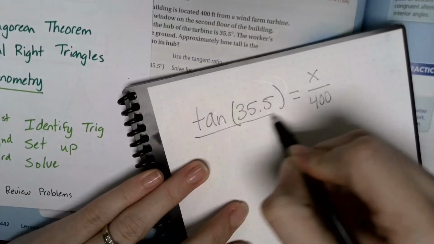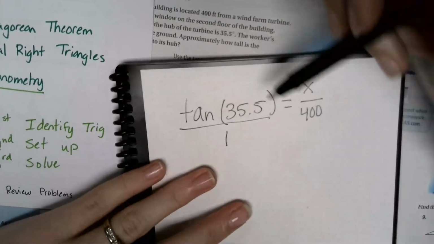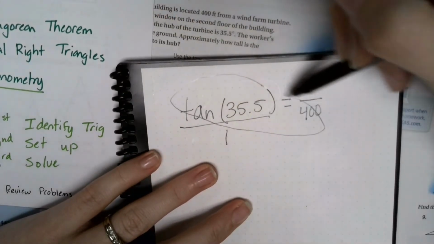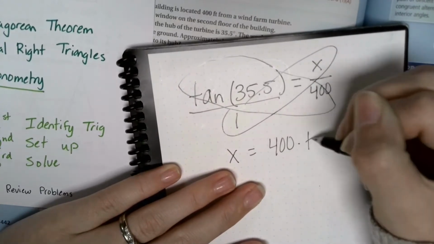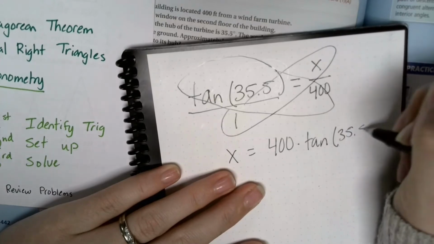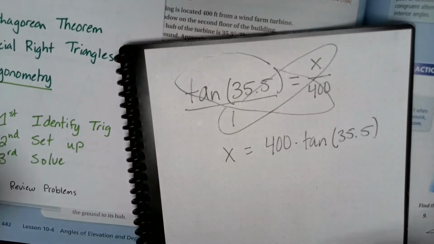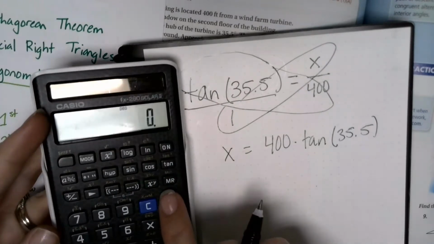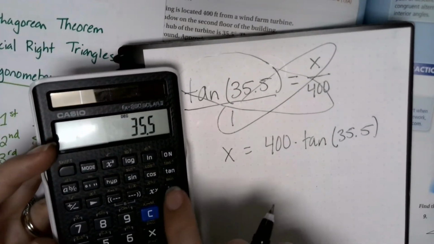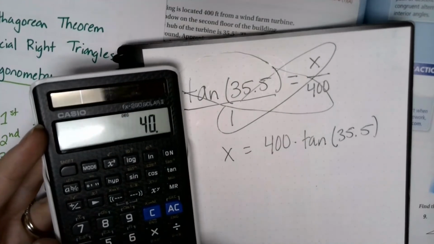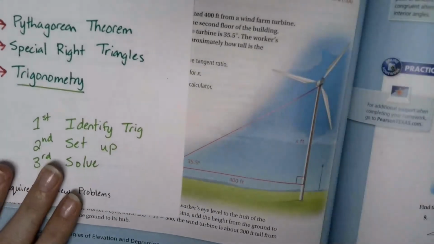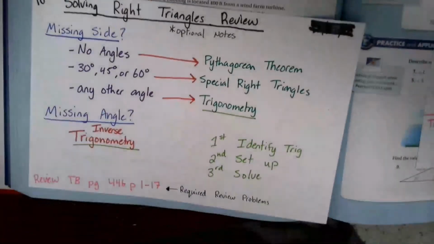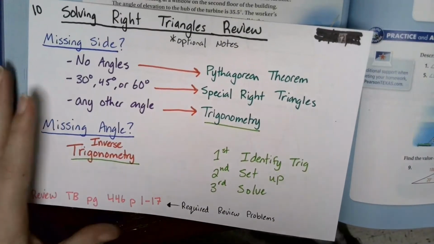And then solve using the skills I've learned in 10-3. Put it over 1, cross multiply. I end up with x equals 400 times the tangent of 35.5. Just as a reminder of how to put this into the calculator, I say 35.5 tangent times 400 equals, so x equals 285. Okay, so that is very important to know how to do. Just understand that angle of elevation and angle of depression just helps us to understand how to solve problems.